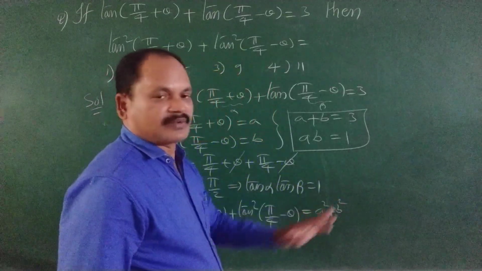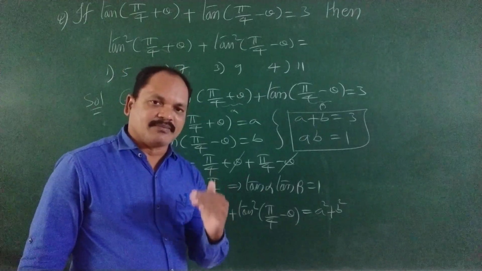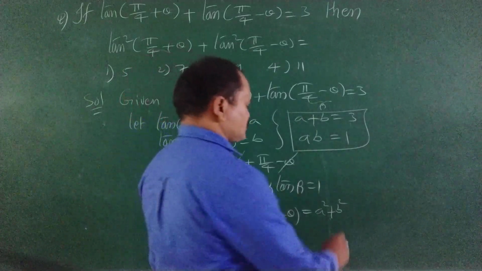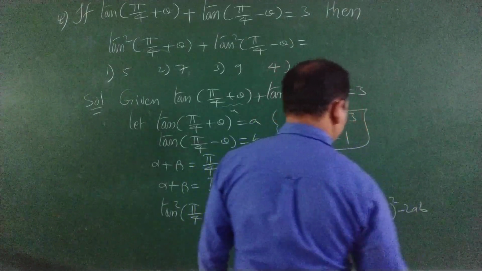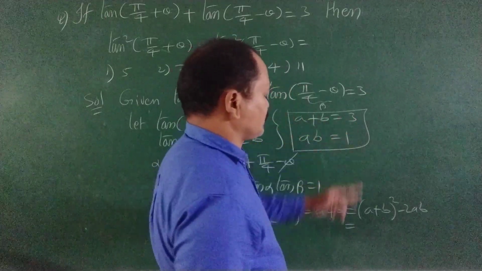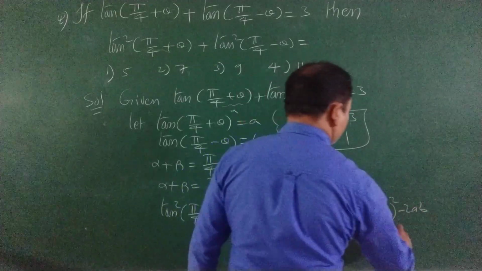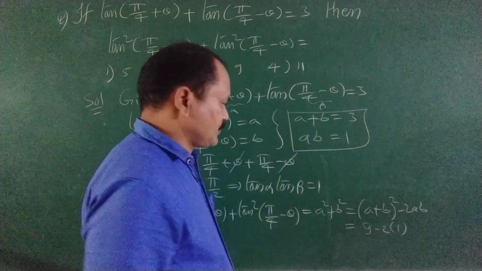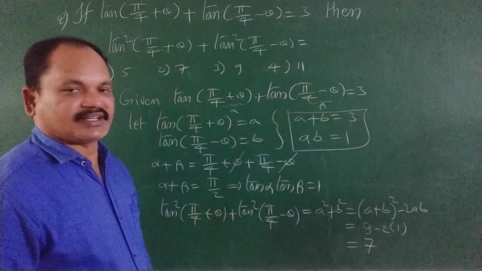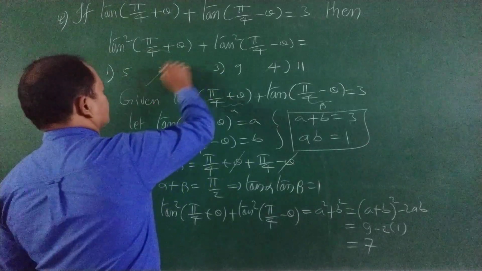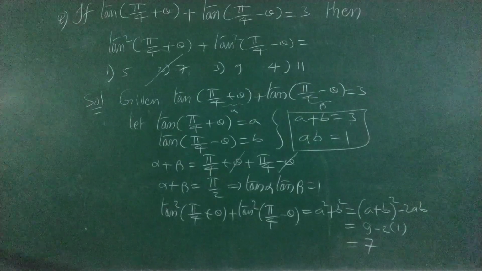Now we require a square plus b square. We know the formula: a square plus b square is nothing but (a plus b) whole square minus 2ab. What is (a plus b) whole square? 3 square, 9, minus 2 times ab, and ab is 1. So 9 minus 2, that is 7. So now the required answer is 7, which is the second option. That's all. Now we are going to the next model.